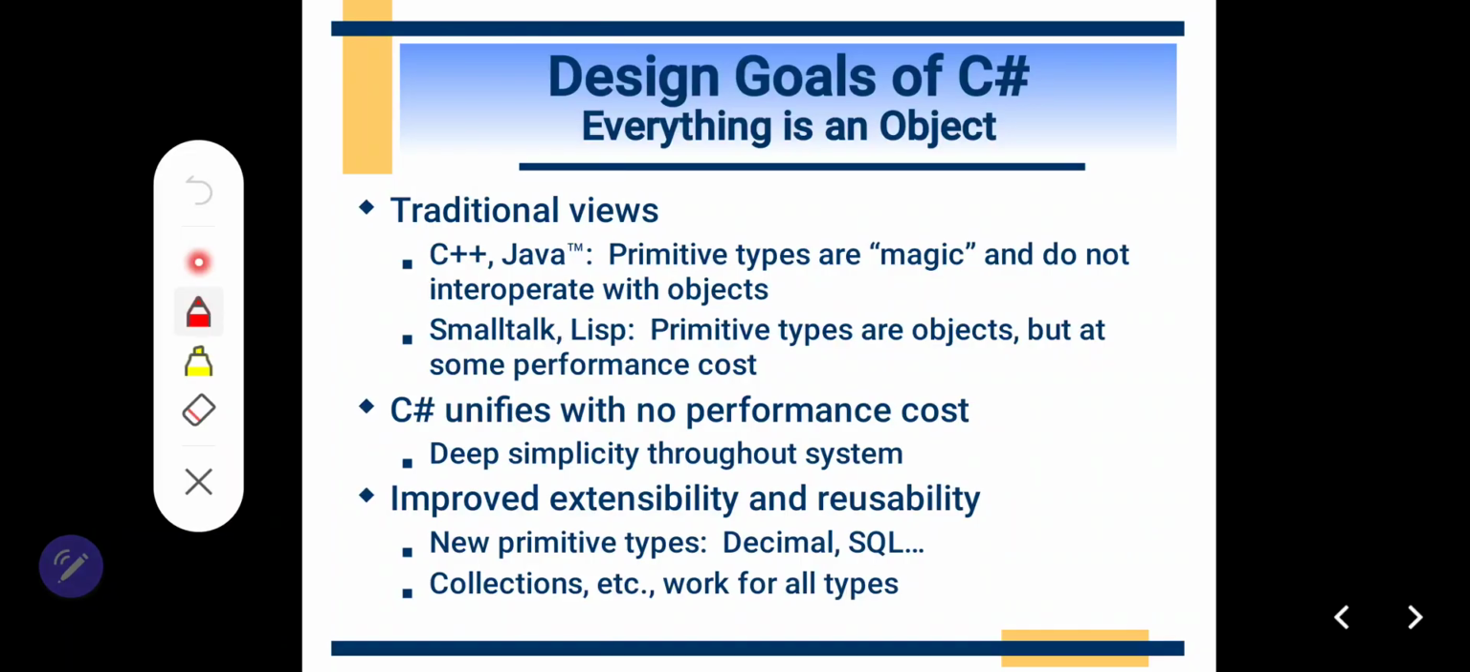Design goals of C#: everything is an object. Traditional views: C# unifies with no performance cost, and improves extensibility and reusability. For traditional views, in C# and Java, primitive types are magic and do not interoperate with objects. In Smalltalk, primitive types are objects but at some performance cost. C# unifies with no performance cost, deep simplicity throughout the system, and improved extensibility and reusability. New primitive types: decimal, SQL types, and so on. Collections and so on work for all types.